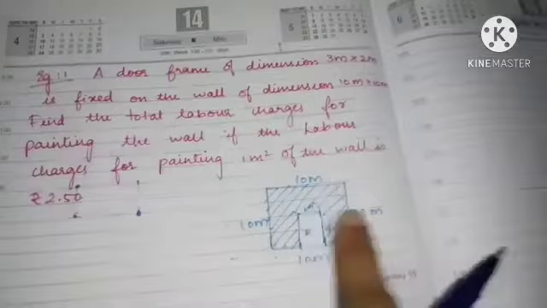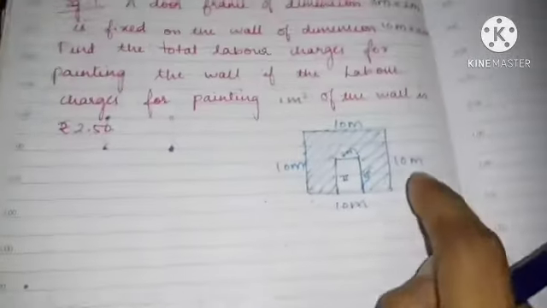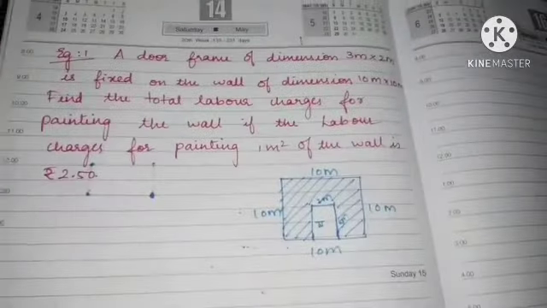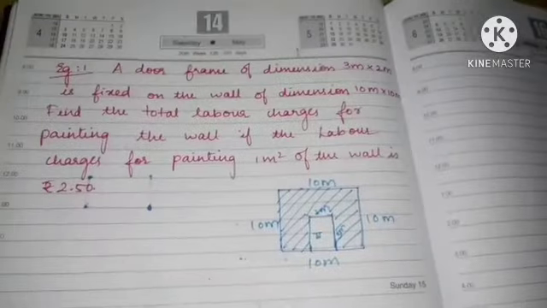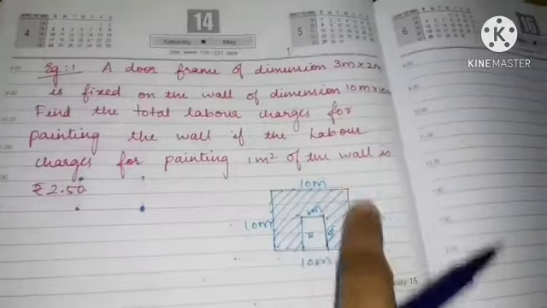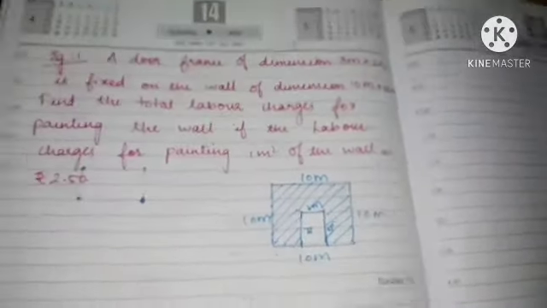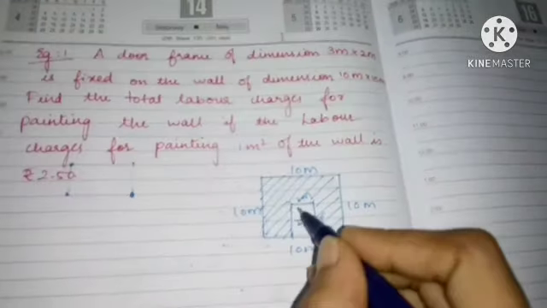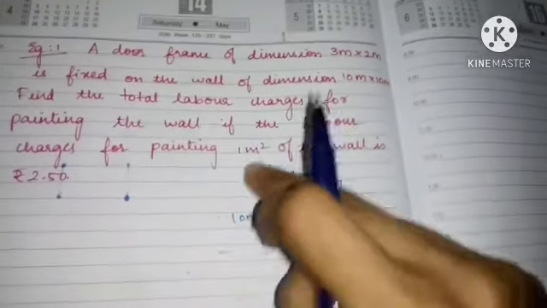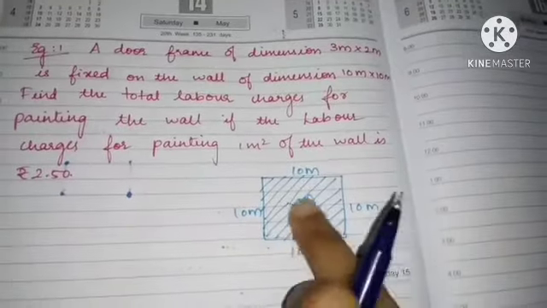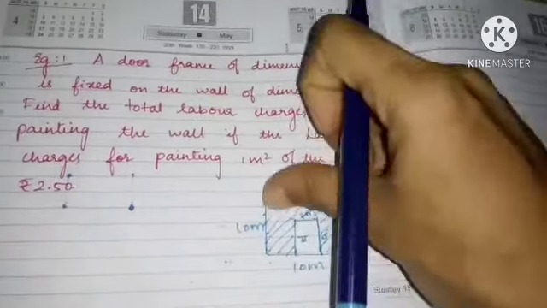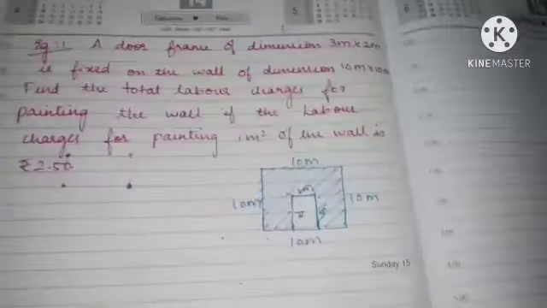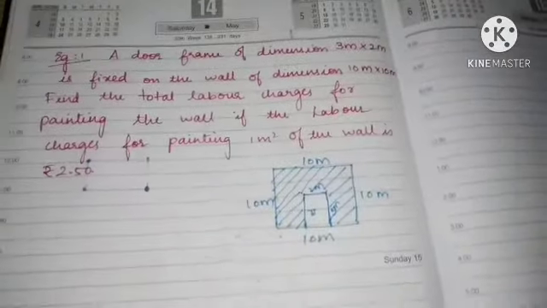So first, what you have to find? You should find the cost of painting that wall. So first you should find the area of this wall. Correct? Then you should find the area of this door. If you subtract the area of the door from the area of the wall, you will get this wall area. Correct? Then you can find the cost.